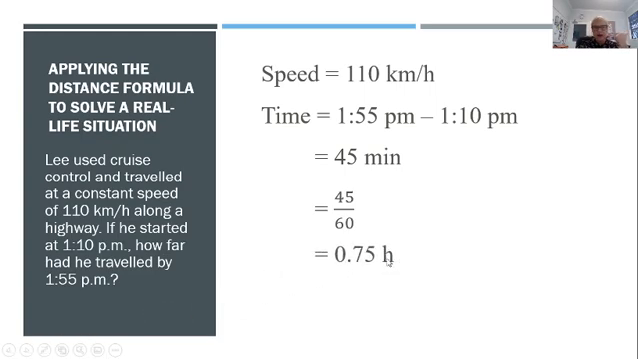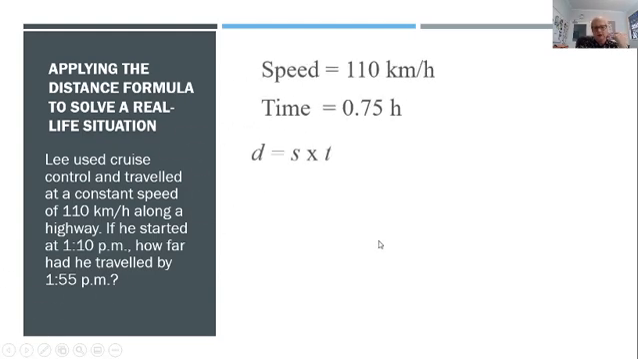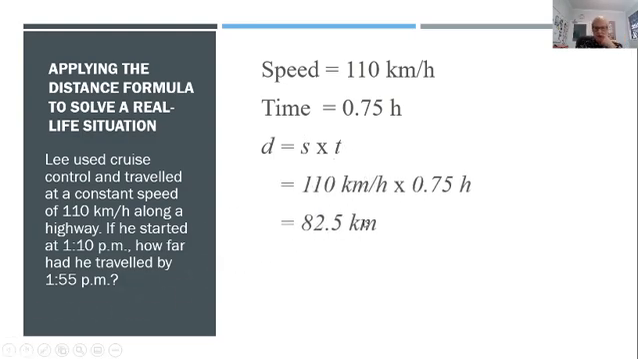So now he traveled for 0.75 hours. So we know our speed, we know what our time is. So our formula is D equals S times T. So our speed would be 110, our time would be 0.75, times them together, and you get 82.5 kilometers. And that's the most important thing. If they ask it in a question, you've got to write your final answer in a sentence.